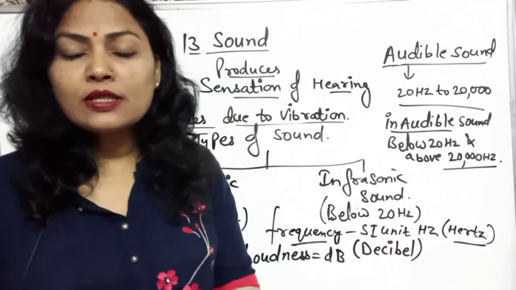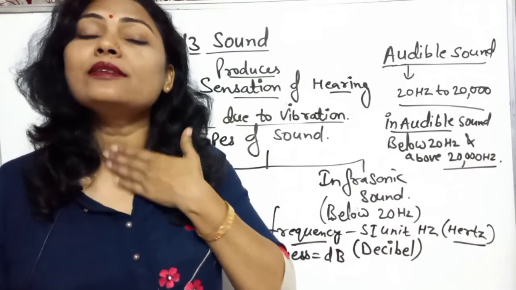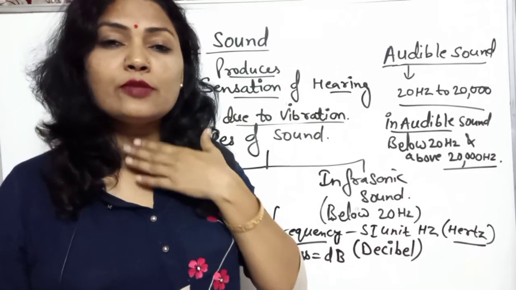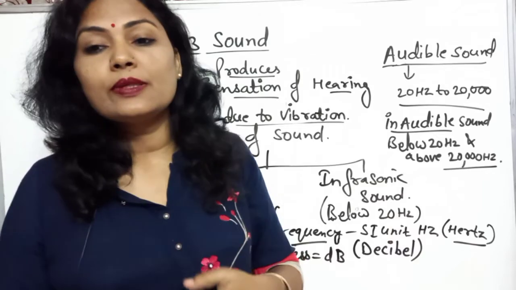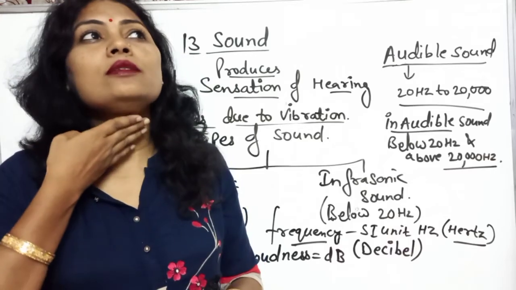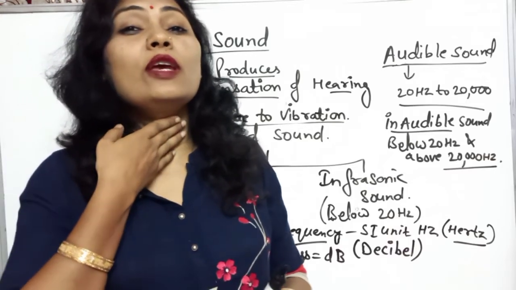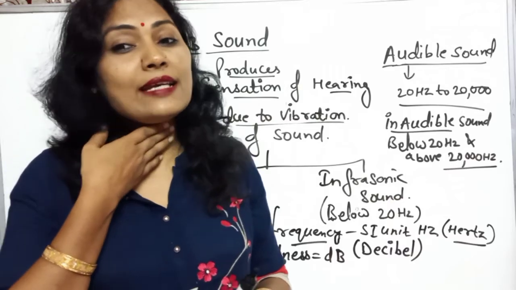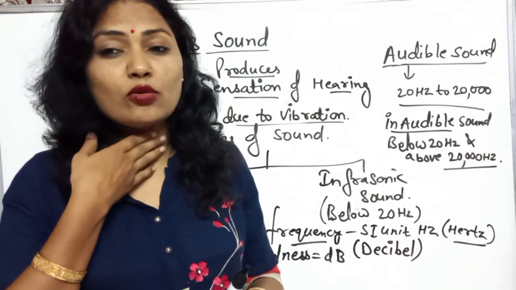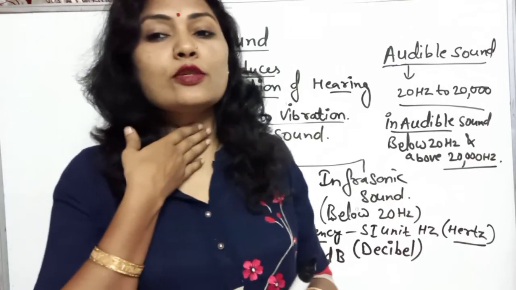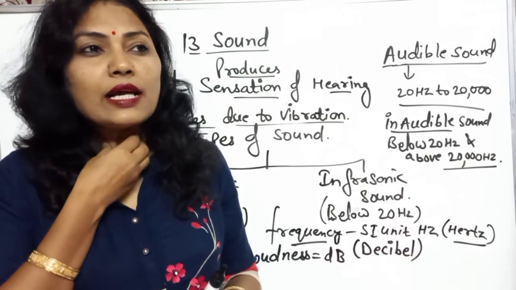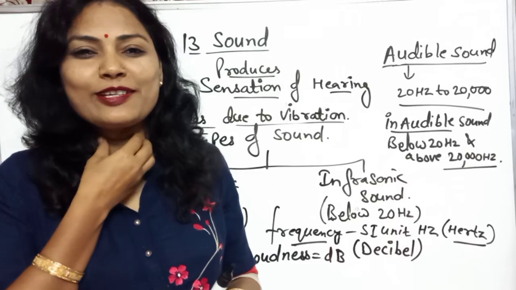Okay, and in humans the sound is produced by the voice box, which is also known as the larynx. And it is perceived by our ears. If we just touch our neck, we can feel the vibrations easily. If we say anything, we can feel the vibration. That's why sound is produced due to the voice box, and in humans the voice box is very important for producing sound.